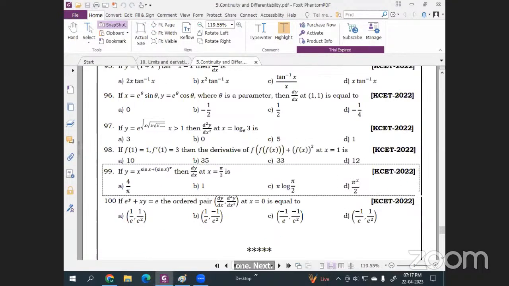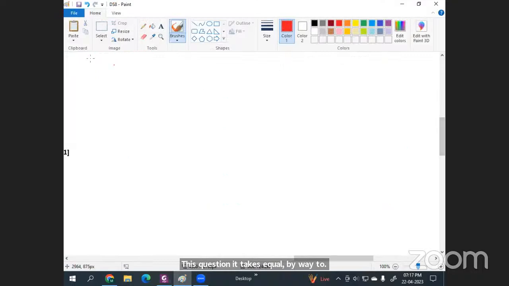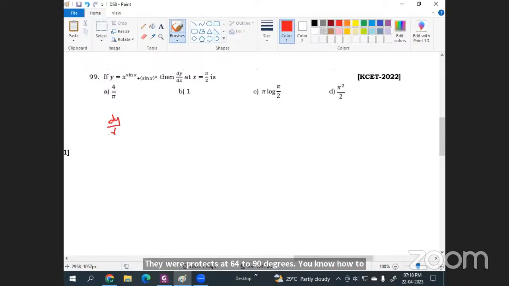This question, at x equal to pi by 2, right? This is the question, but here there is a small mistake. This should be, yes, like this, a typing mistake. Y equal to x power sin x plus sin x to the power of x, then dy by dx at x equal to 90 degrees now. Dy by dx at x equal to 90 degrees. You know how to differentiate. No? Just now we have done the shortcut. If those are good at shortcuts, this problem is nothing in front of them.